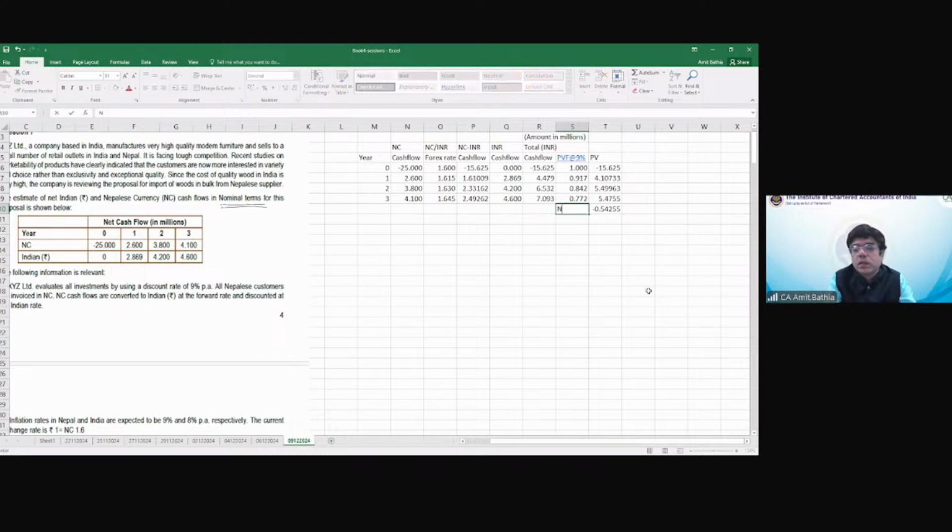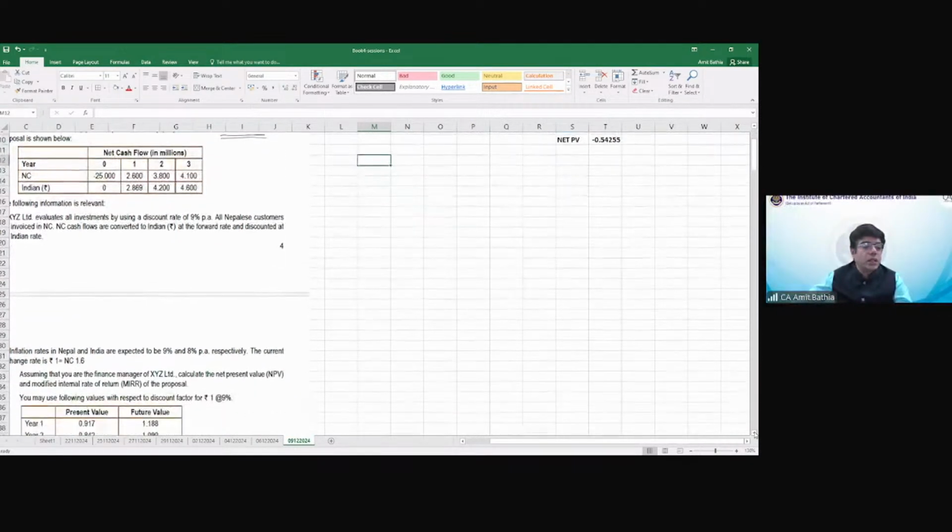This is net PV, right? Net present value, NPV. Normally, we are asked to comment based on this, whether you would recommend the project or not. Here, we are not asked to do that.